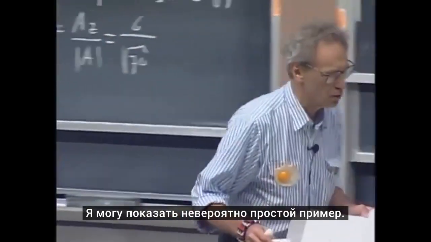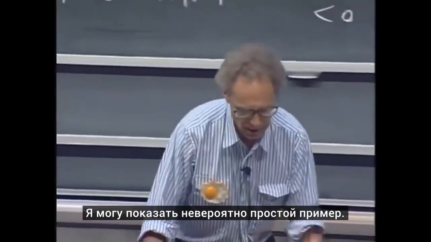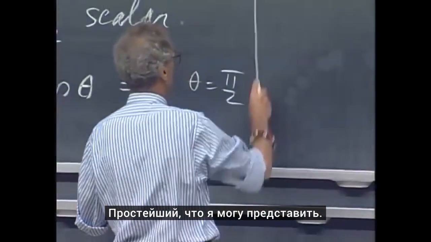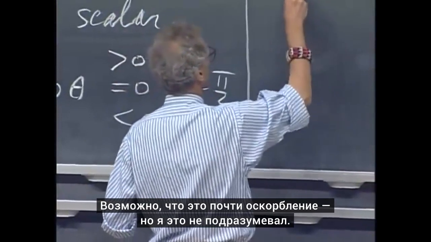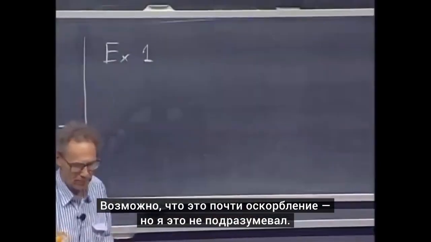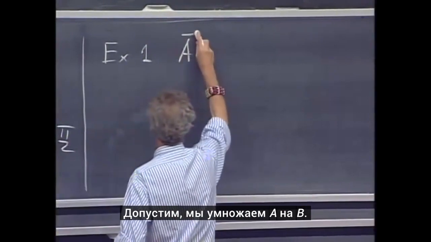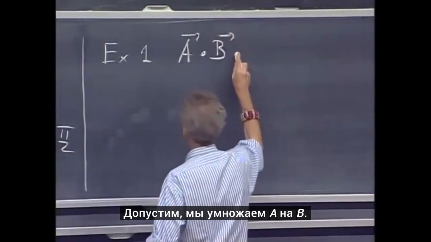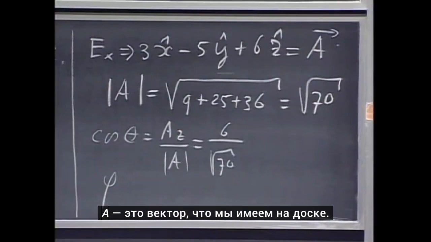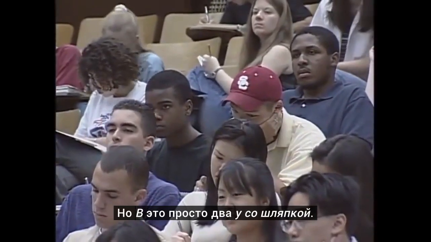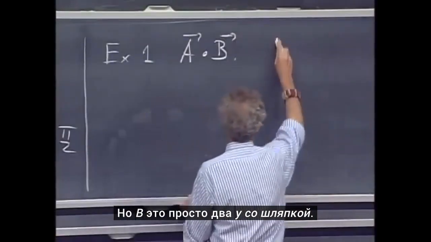I could do an extremely simple example with you. The simplest that I can think of, perhaps it's almost an insult, it's not meant that way. Suppose we have A dot B, and A is the one that you already have on the blackboard there. Right here, that's A. But B is just 2y dot.